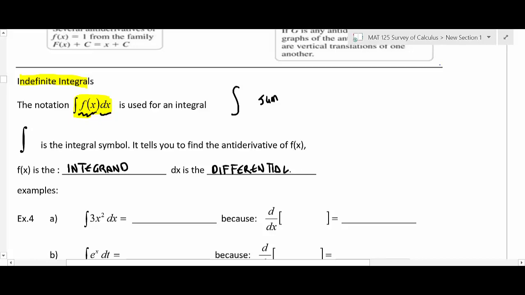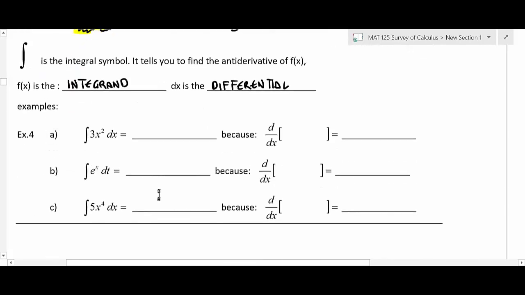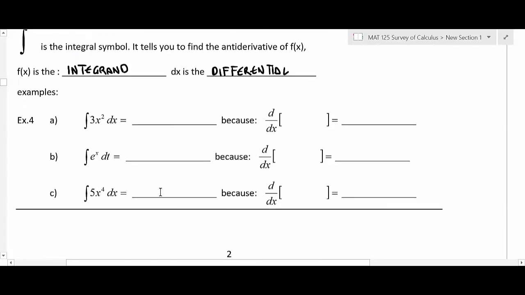So when you see the integral symbol, what you're doing is finding an antiderivative, okay? I could ask it this way: f of x is 3x squared, then find capital F of x. In other words, you're finding the antiderivative. So what would be the antiderivative of 3x squared? x to the third. So you would have x to the third plus c.